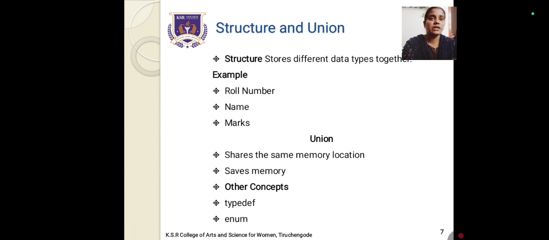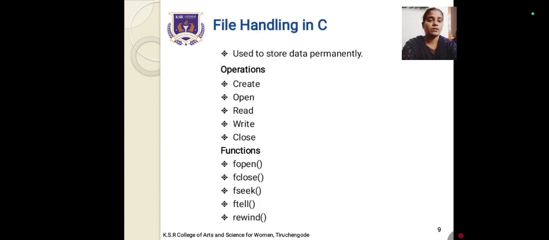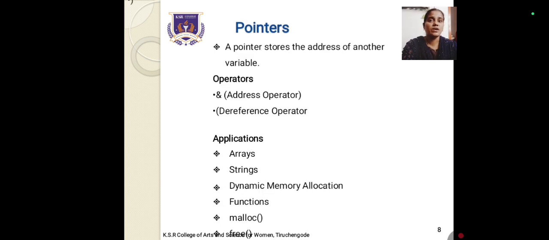Next one is typedef and enum. The typedef keyword makes declaration easier and enum is used to define named constants. Next one is pointer. A pointer is a variable that stores the memory address of another variable. The ampersand operator gives the address and the asterisk operator accesses the value stored at that address. Pointers are useful with arrays and strings. Dynamic memory allocation allows memory to be allocated during program execution using functions like malloc and free.